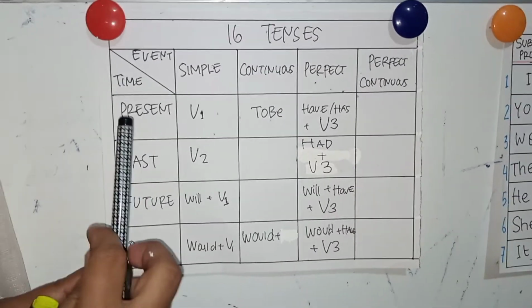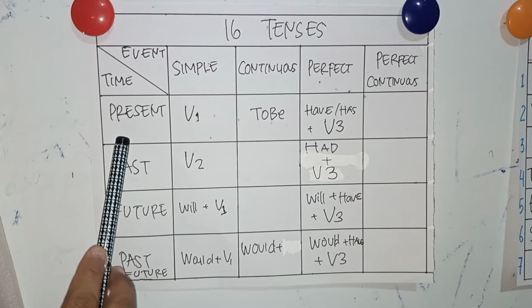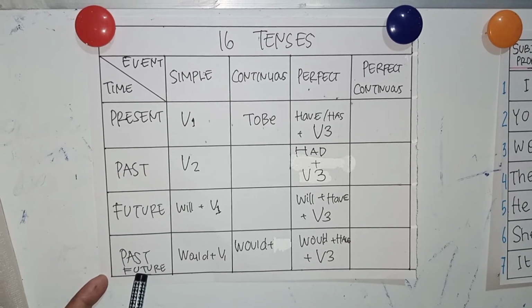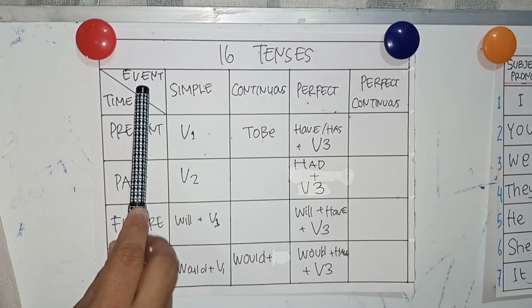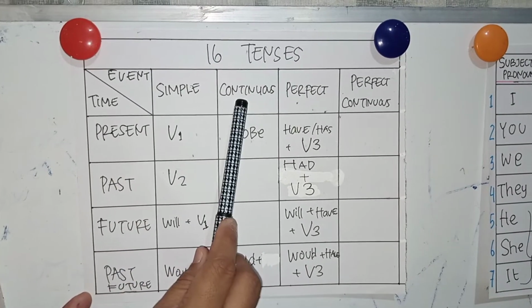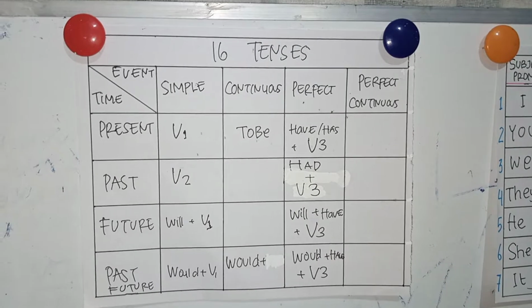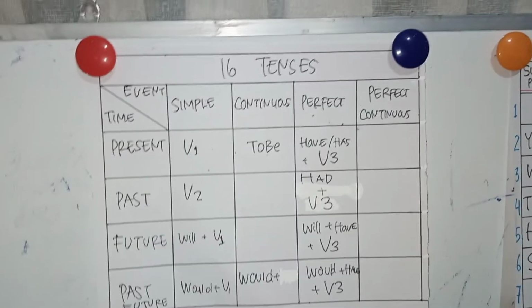So let's go to this. There is the time, present, past, future, and past future. And pay attention to the event, whether it's simple, continuous, perfect, or perfect continuous. So how to make those 16 tenses?